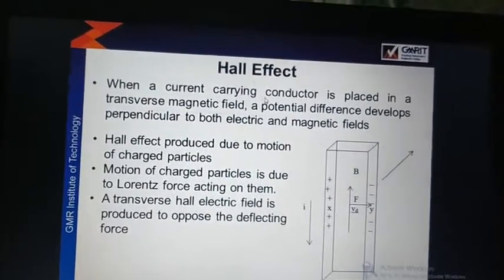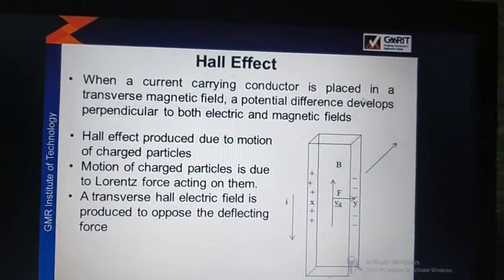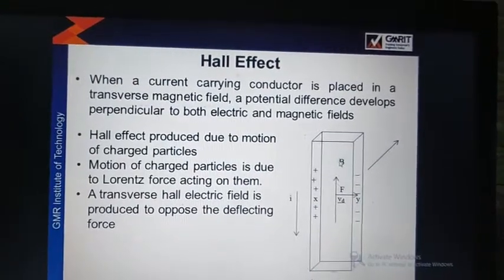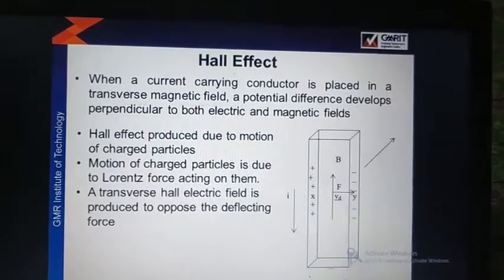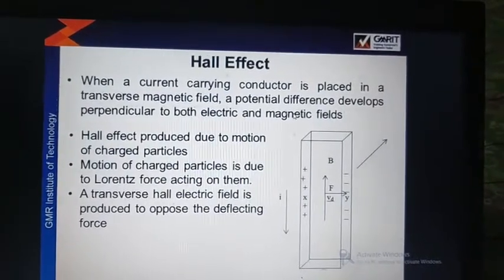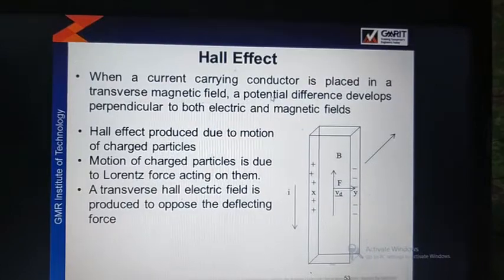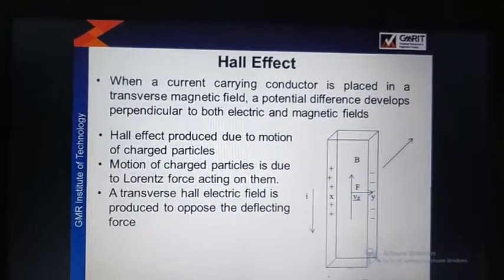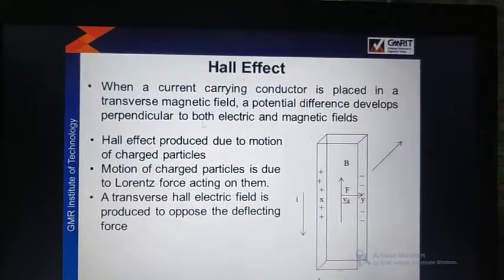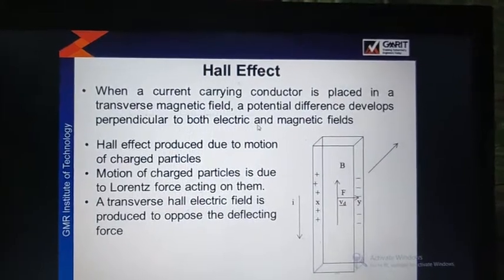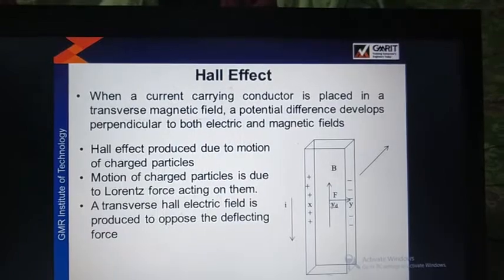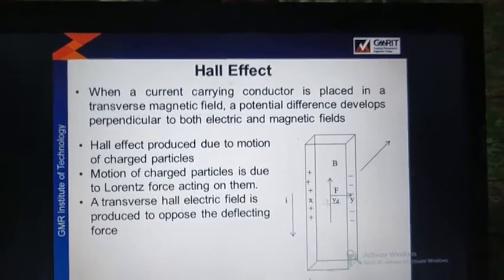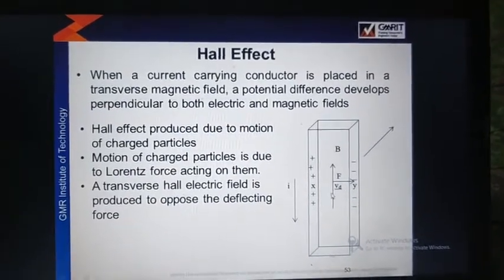When a current carrying conductor is placed in a transverse magnetic field, because the charges are moving, it is a current carrying conductor and it is placed in a perpendicular magnetic field. When I place a current carrying conductor in a transverse magnetic field, a potential difference is created perpendicular to both electric as well as magnetic field. To both the electric and magnetic field, you can see that the potential difference is created in the z direction.